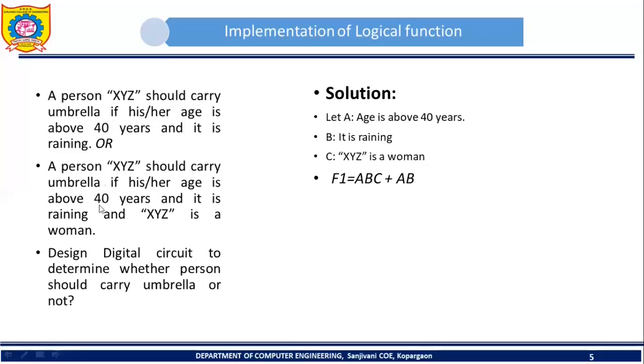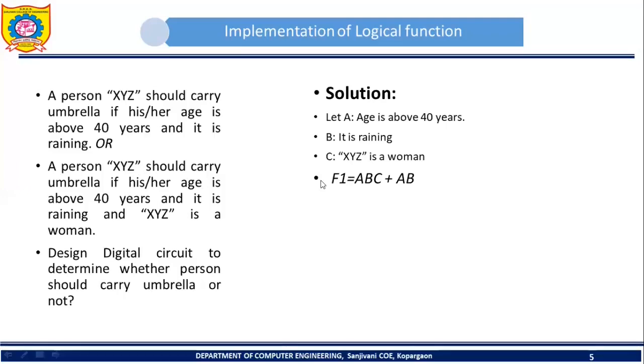If any one of the conditions is satisfied, this one or this one, that's why here we have taken OR operation. So OR operation between these two terms will determine whether the person should carry an umbrella or not. Here I can say that if this function F1 returns value 0, it indicates that the person should not carry the umbrella. And if F1 returns value 1, then it indicates that the person should carry an umbrella. So this is our logical function.